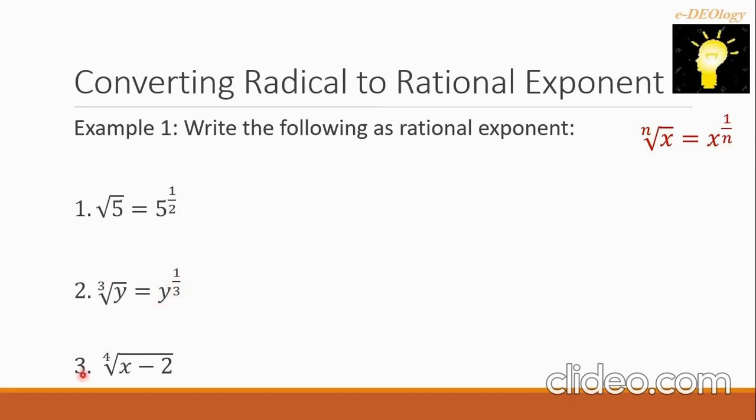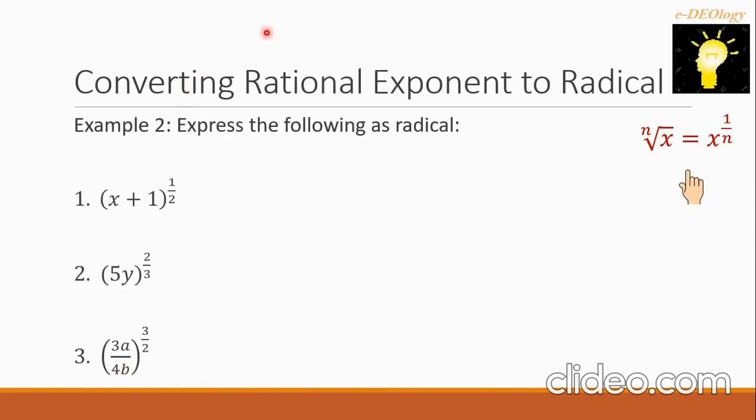Third example, the fourth root of the quantity x minus 2. First, we will copy the x minus 2, and then we will write the fractional exponent. So we write the 1 as the numerator over the index here, the 4, we copy that as the denominator here. So 1 over 4. Our final answer, x minus 2, all raised to the exponent 1 over 4.